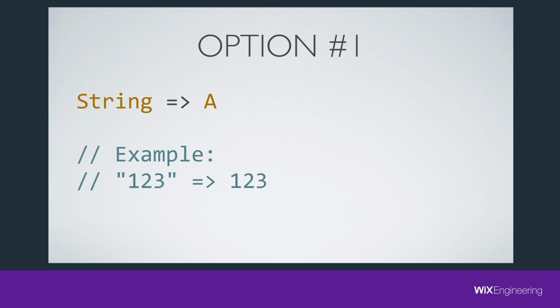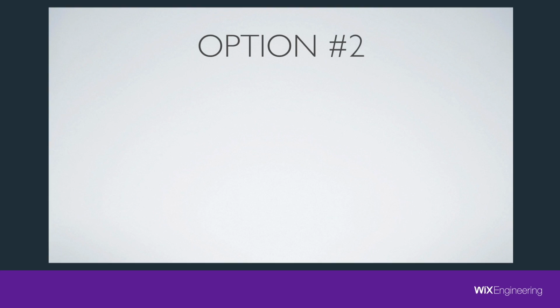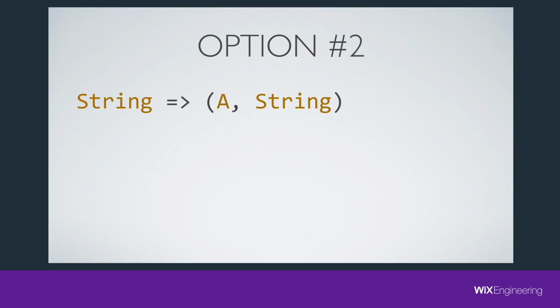But let's try to develop this idea a bit further. It would be complex to parse the entire string at once. We'd like to create simple, reusable parsers and compose them together to create more elaborate parsers. In order to do that, we'll change the return type from just the A to a tuple which contains the A and the remaining string to be parsed. This will allow us to parse the string piece by piece.